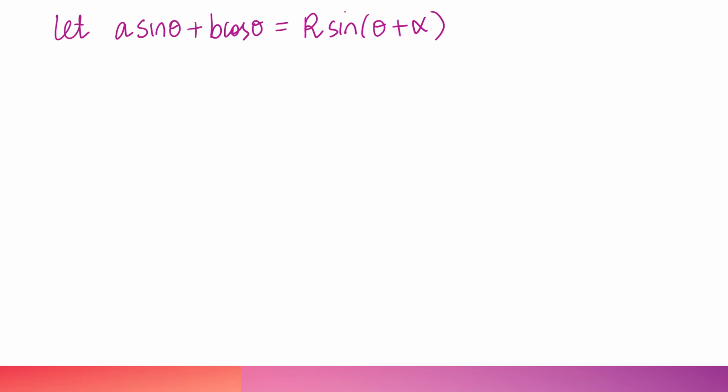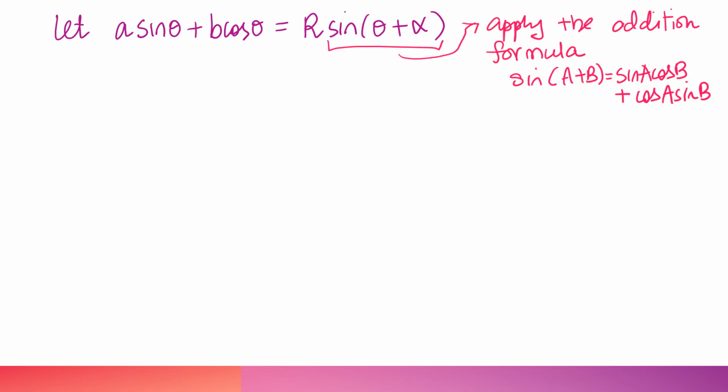Right, so how do we go about doing the derivation? We're going to let a sine theta plus b cos theta equal r sine bracket theta plus alpha. So there are two unknowns here that we need to find: the formula to find r and the formula to find alpha. We're going to use the addition formulae to help us simplify sine bracket theta plus alpha. Recall sine bracket A plus B is equal to sine A cos B plus cos A sine B, and we're going to use that to simplify sine bracket theta plus alpha.